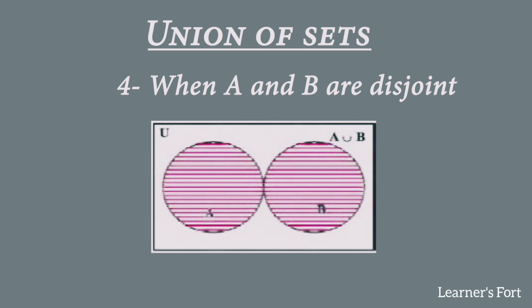Because in the examples in the previous videos, if you remember, A and B are combined into one set. But since there is nothing common between them, there is no overlapping happening between these two circles. They are represented as two separate circles. So this is how you represent the union between two disjoint sets.